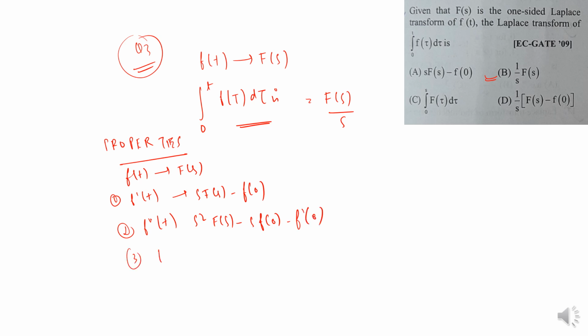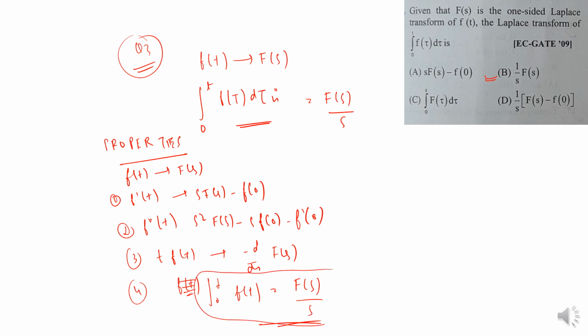Third, t into f(t) is minus dou by dou s of F(s). Okay. Now f of t by t, no sorry, we don't have anything like this now. Now the integral 0 to t of f is what? F(s) by s. So this is a question directly from the properties.